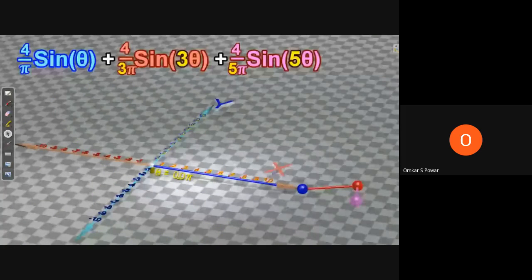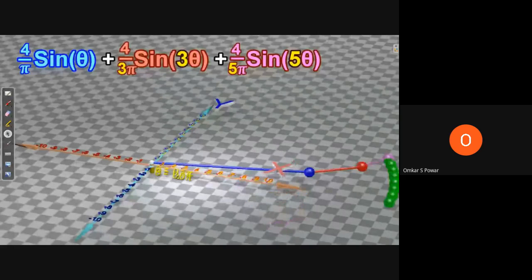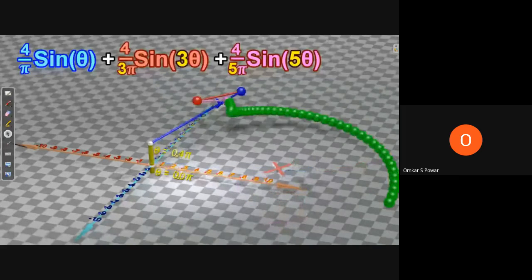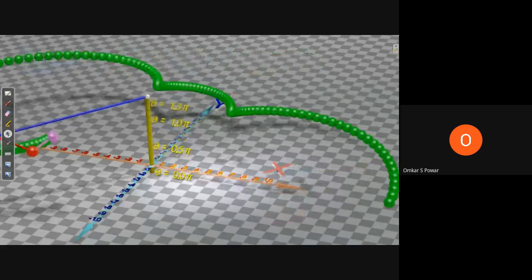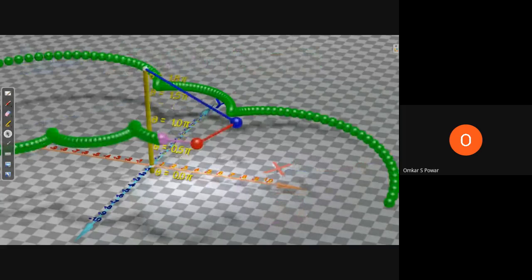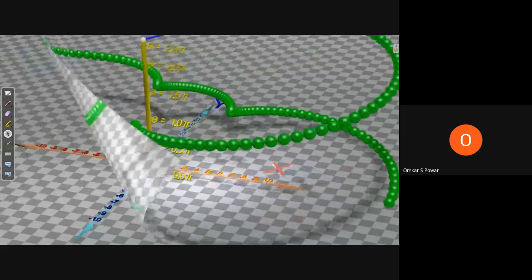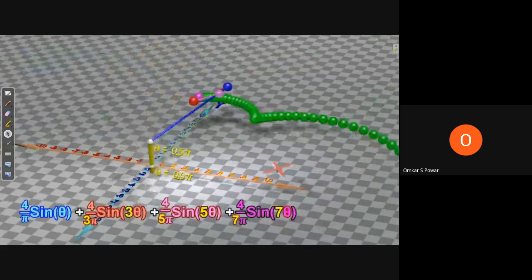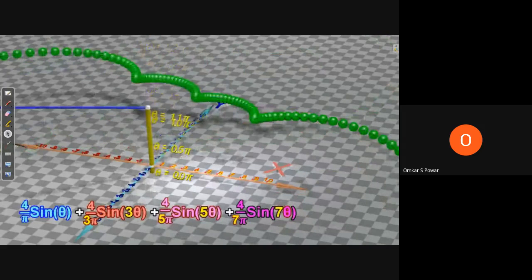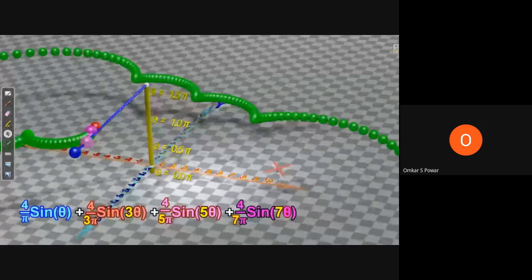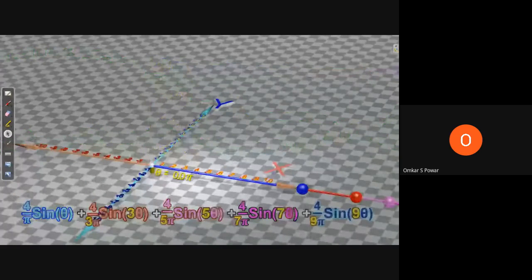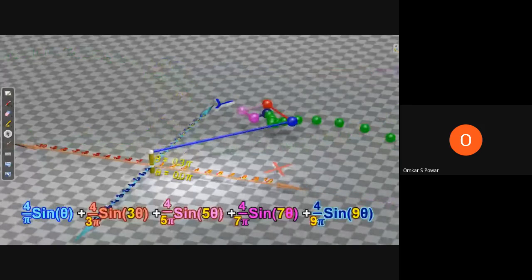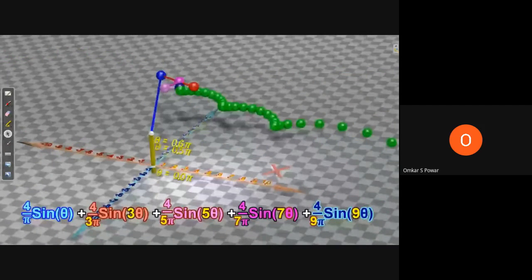So let us consider the point where we add three sine waves. One of sine theta, one of sine 3 theta, and one sine theta with different amplitude and phase. Or we can add another sine wave, like 4 sine waves if we add. There's a delay in animation, sorry for that. Also, we can add 5 sine waves.